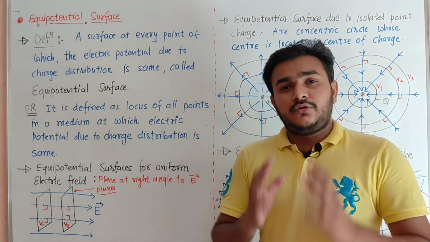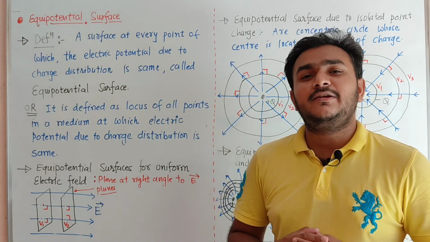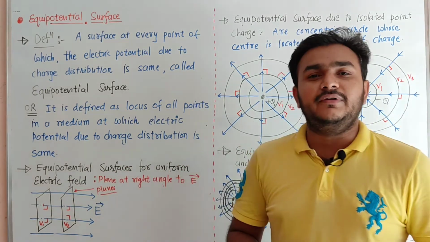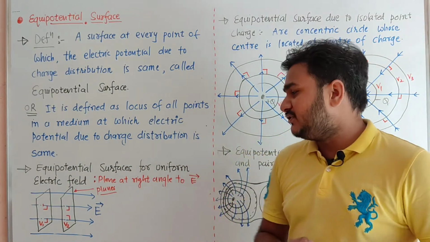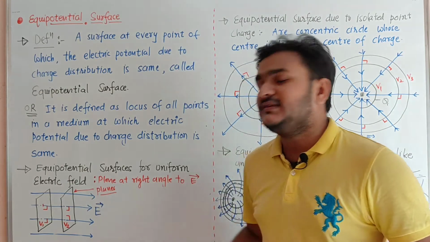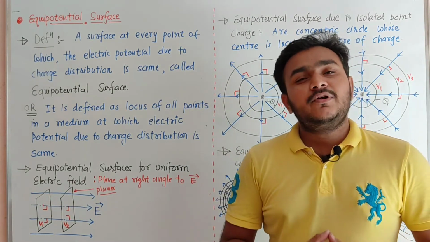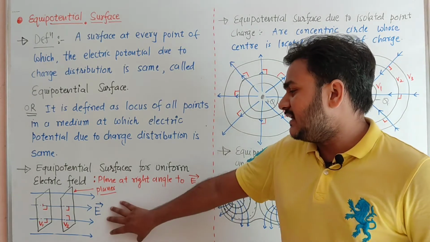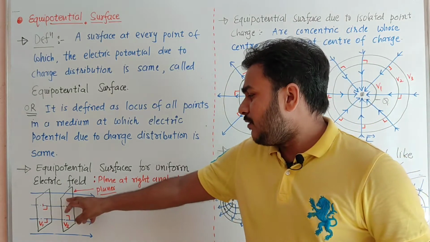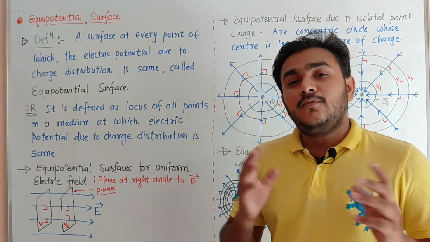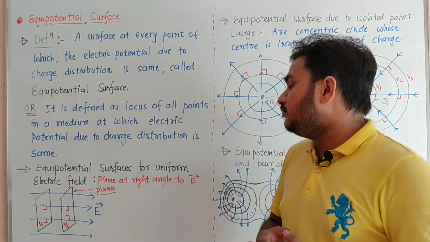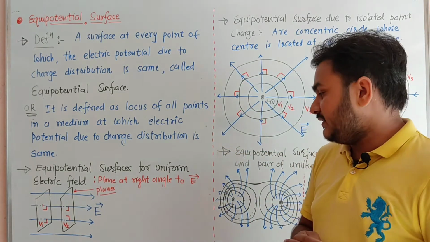Now, if we want to draw the equipotential surface for various kinds of charge configuration, first consider the equipotential surface for a uniform electric field. Whenever there is a uniform electric field in a region, the electric field lines are parallel to each other. That means the value of the electric field in this region will be equal. So the equipotential surfaces for this case are planes parallel to each other. The direction of the plane and the direction of the electric field are perpendicular to each other. That means the electric field lines pass perpendicularly to the plane of the equipotential surface.